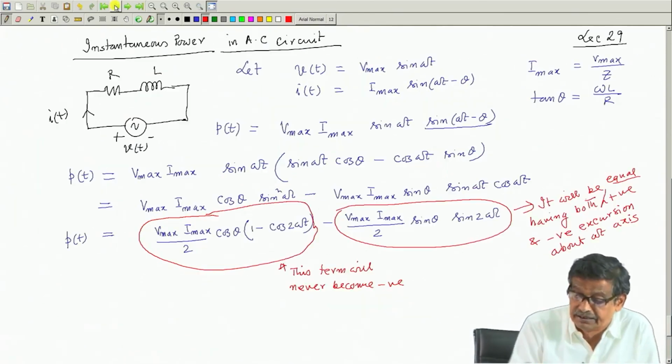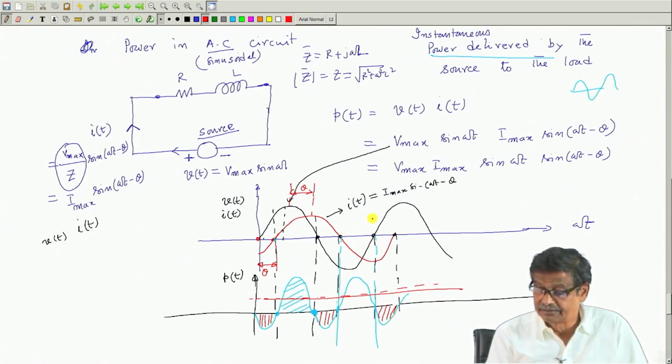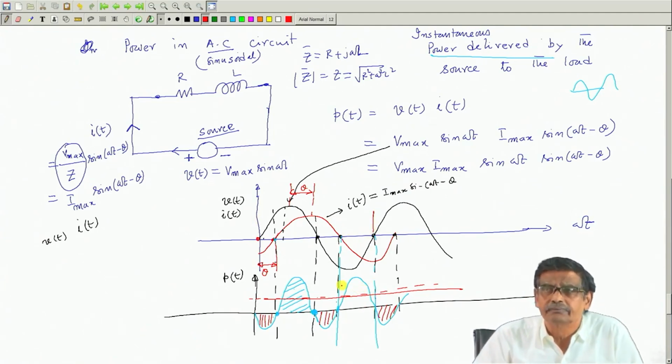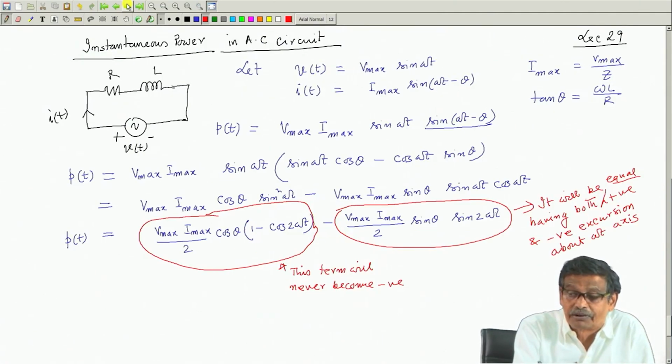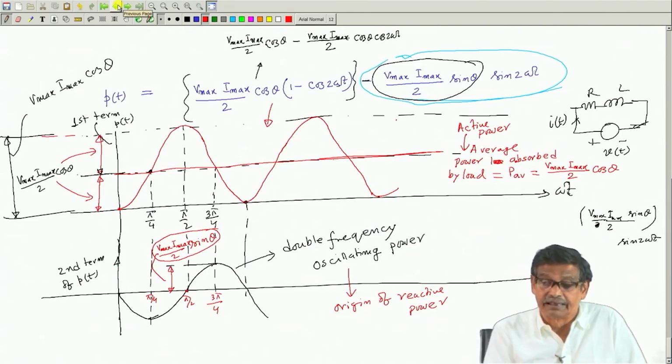After all, it is only 20 millisecond, one cycle of the supply, is it not? In the previous circuit, this is 20 millisecond. In 20 millisecond, how much energy you are consuming? Okay, average power into that time. Based on that, how much power you are consuming should be calculated based on the average power. Clear? Therefore, this is the thing.